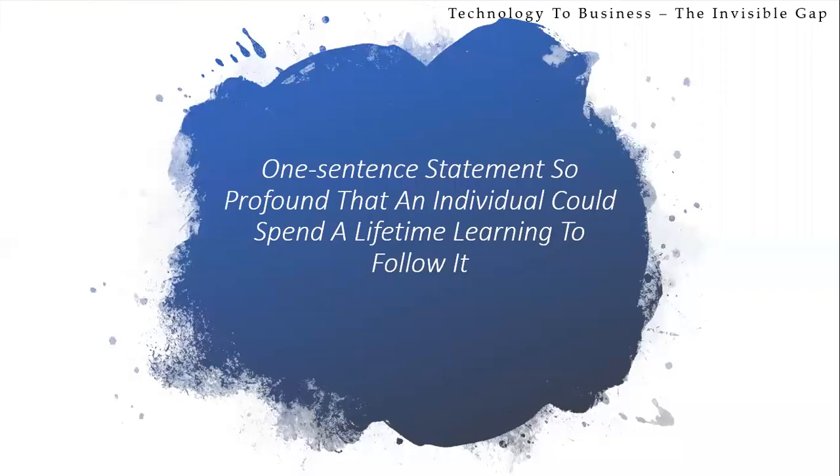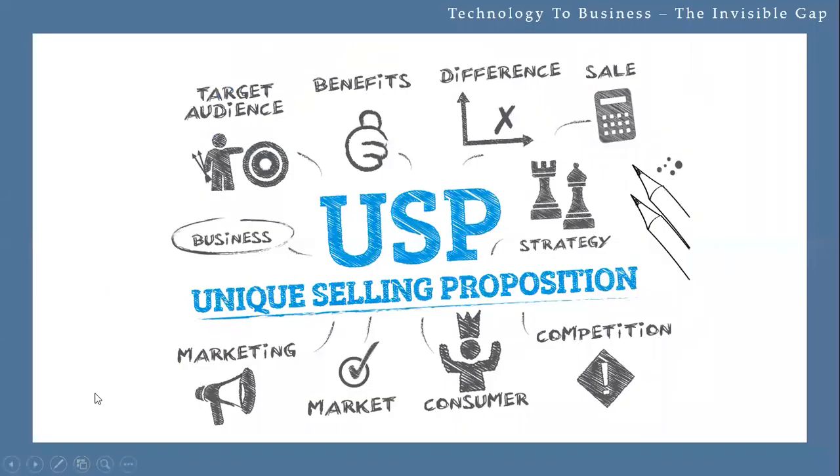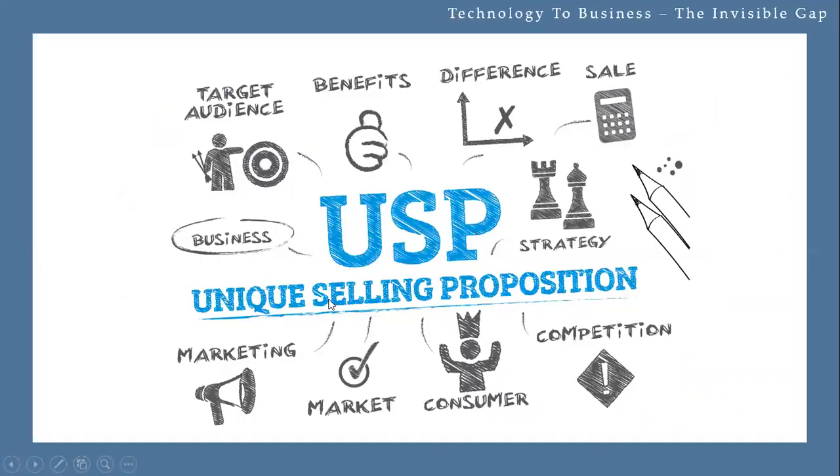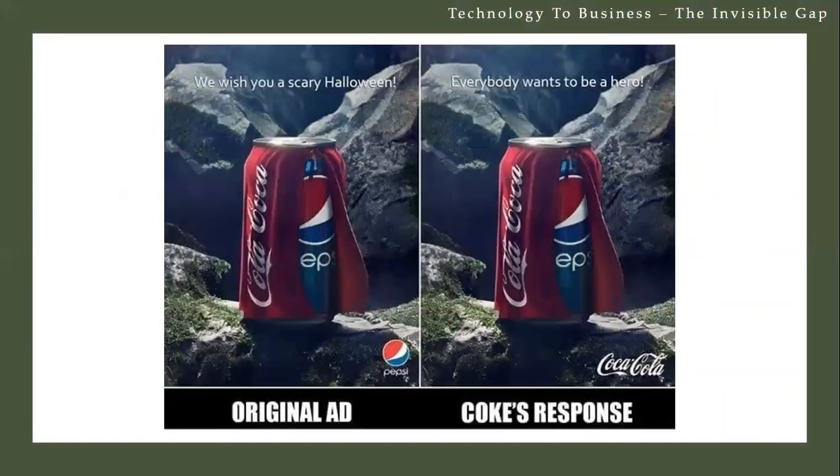In my understanding, this is one of the principles of success: one sentence or statement so profound that an individual could spend a lifetime learning to follow it. That is the motto, and all of that comes based on the unique selling point, which has all of this information in it: the market, the audience, the sale, the strategy, the competition. But that one statement makes it the unique selling point. It gives you everything which is there in this, so you need that one statement also. Make sense?